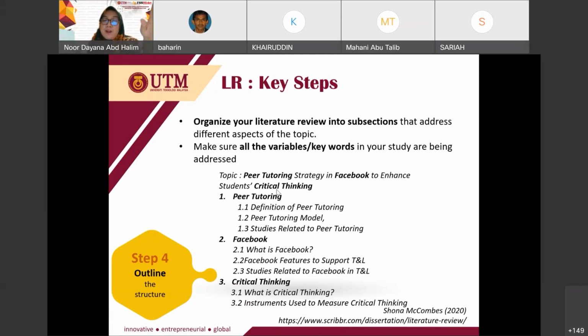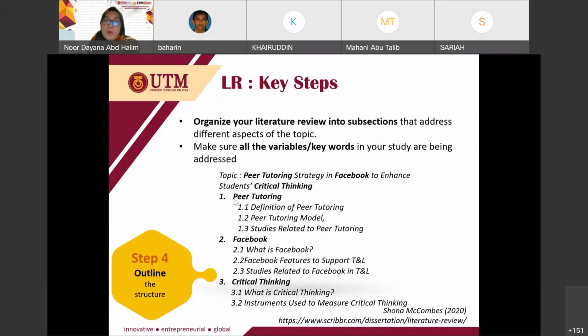And then the variable, okay, the dependent variable is critical thinking. Okay, so you can see here 1, 2, 3. The three words that I bolded here are actually listed out. Okay, my student listed them in chapter 2. First is about peer tutoring, and then the second one is about Facebook. The third one is about critical thinking.